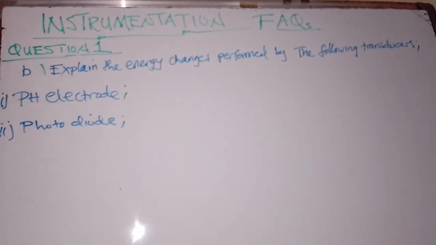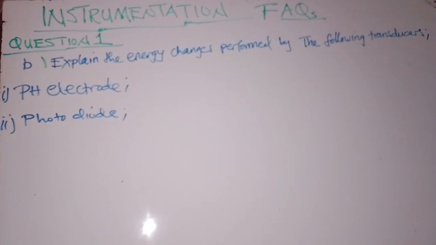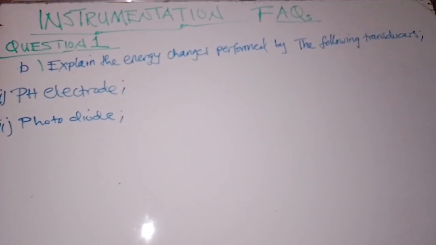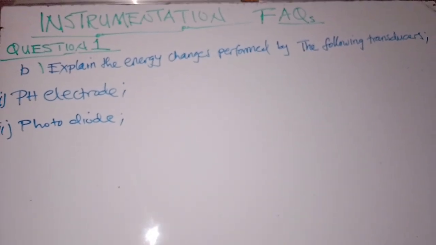So how does the energy change in a pH electrode and photodiode? Can you try and let me know once you get it right.